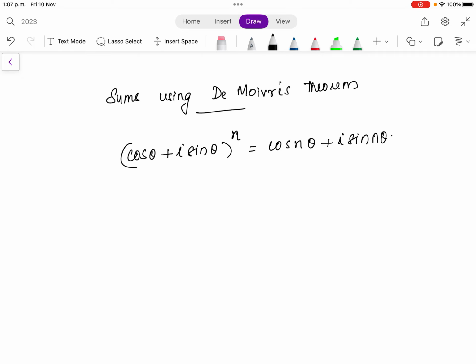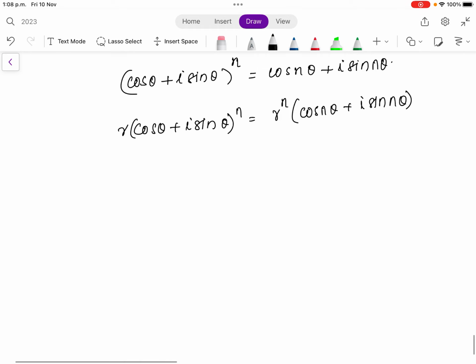Now if there is a variation, r (cos theta + i sin theta) to the power of n, you need to raise the power of r also, and then it will be r^n (cos n theta + i sin n theta). Okay, now let's take example questions.